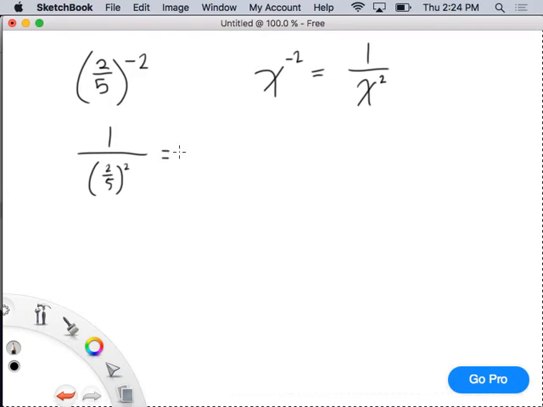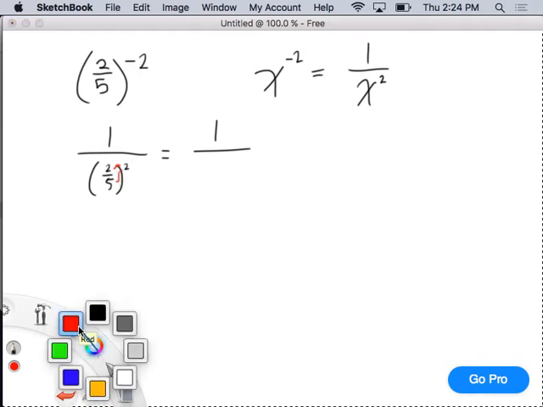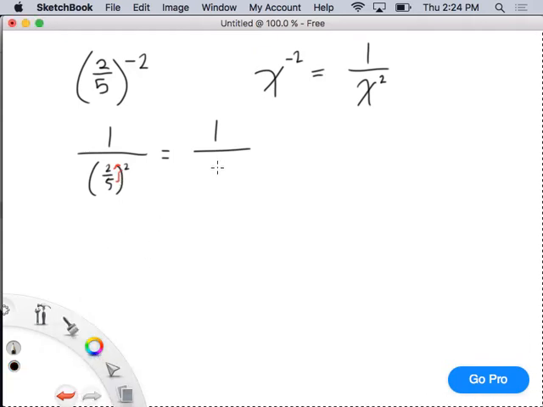Okay. Well, what do I do there? I take that 2, I bring it in, right? So 2 squared is 4 over 5 squared is 25, right? You guys following this? Does that make sense? Okay. So I just brought it to the bottom, then applying that exponent in.